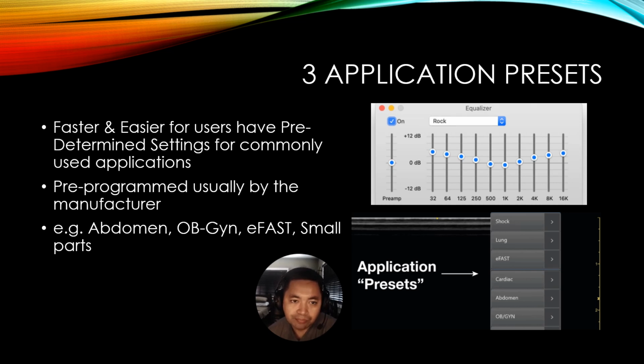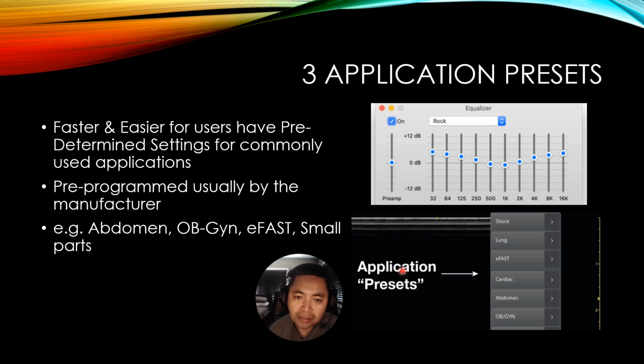The third step is selecting the appropriate application preset. Now, ultrasound machines usually come with application presets, which make it a lot faster and easier for the end user. This is very similar to preset equalizer settings in a typical stereo or audio system at home. In the audio equalizer, you could select rock, classical, jazz presets, while in the ultrasound machine, you could select cardiac, abdomen, OBGYN settings, soft tissue.